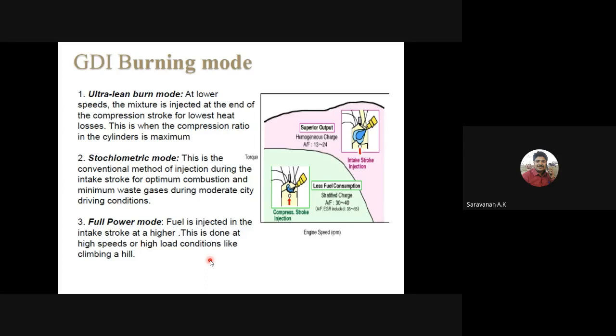Then the mechanisms are determined by the geometry of the combustion chamber and the inlet manifold, then the fuel injection point, and the moment of ignition, right? So the combustion process depends on the geometry of the combustion chamber, the inlet manifold, the injection point, and the moment of ignition. So these four will be there, and the combustion depends on these four terms, right?